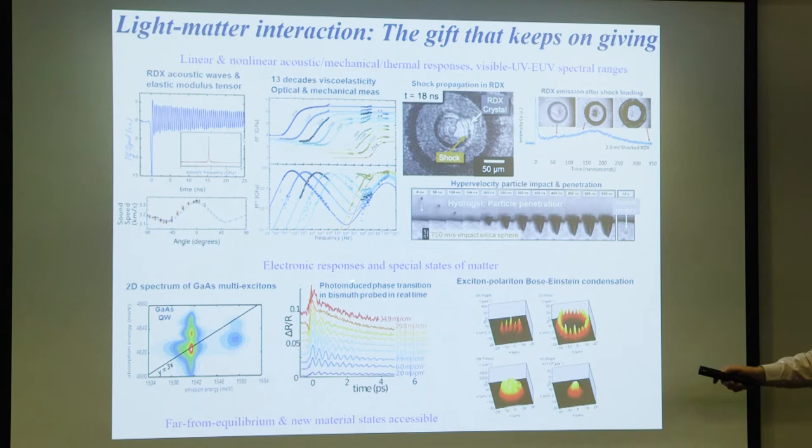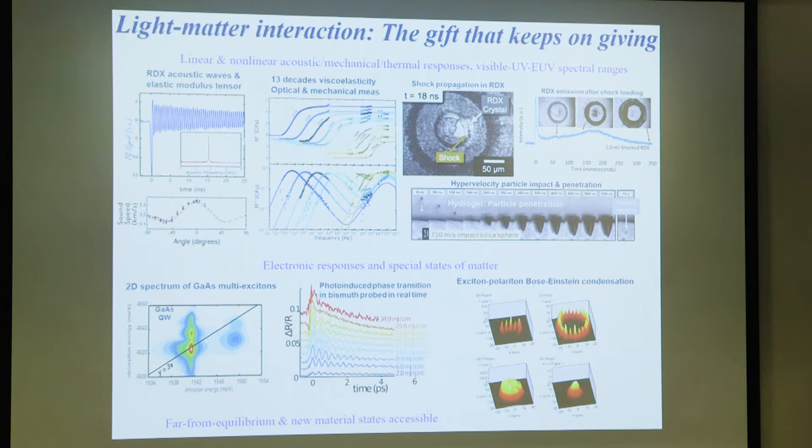This is bismuth that undergoes a photo-induced electronic and structural phase transition. We can watch that and get a good understanding of it, even though the optical excitation necessary to produce it mildly damages the crystal on a longer time scale. So all sorts of very nonlinear responses become possible.